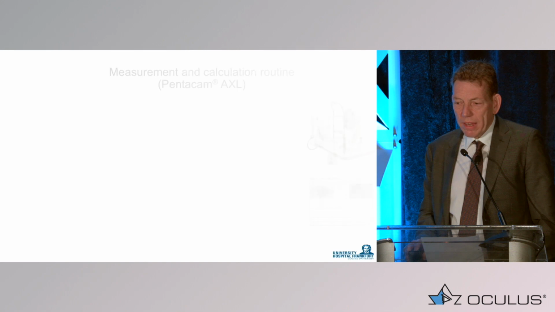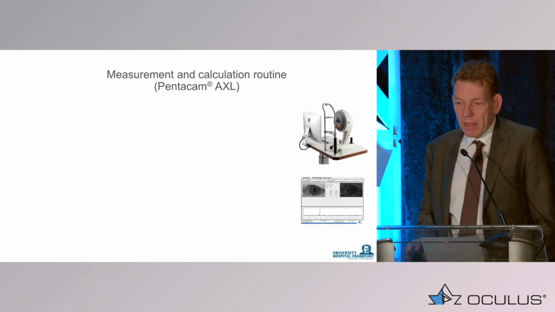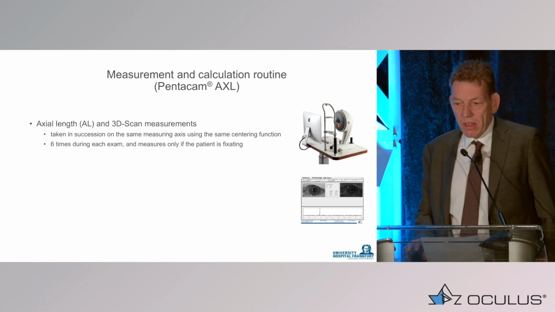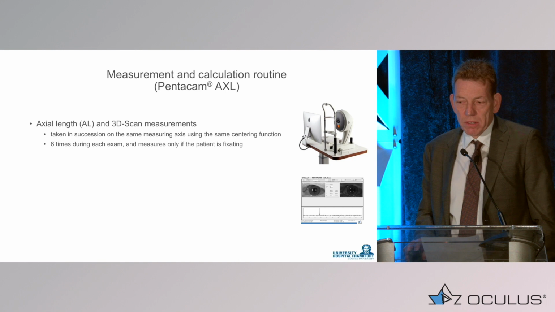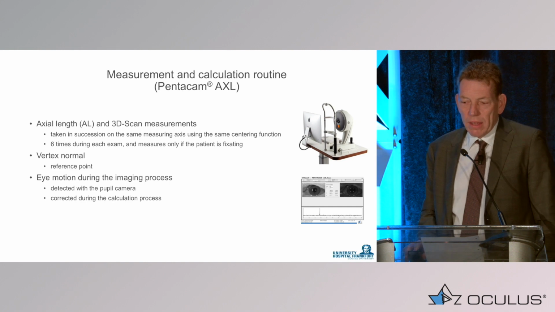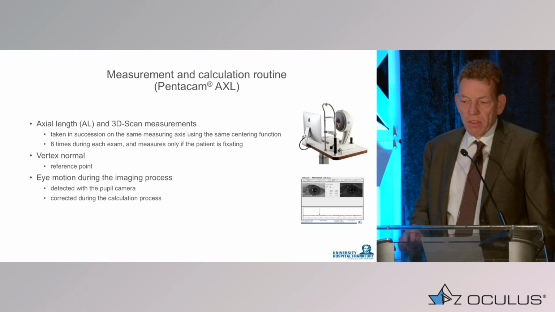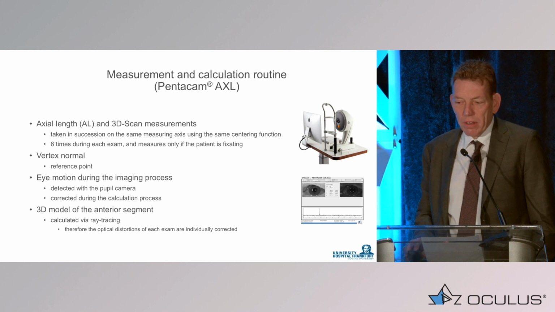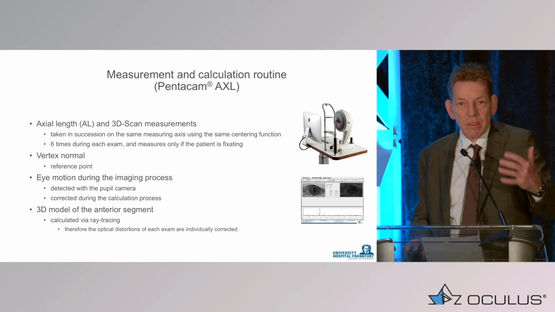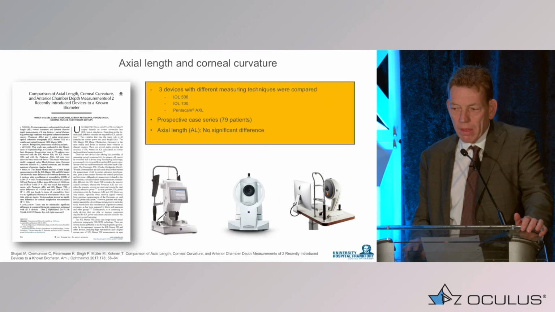And when you look at the outcome here, you can see how this is done. This is on the right side, the Pentacam AXL, which has now these two parts. You take axial length measurement and 3D scan measurements. Vertex normal is taken as a reference point. The eye motion during the image process are detected with a pupil camera, corrected during the calculation process, and a 3D model of the anterior segment is calculated then by ray tracing.